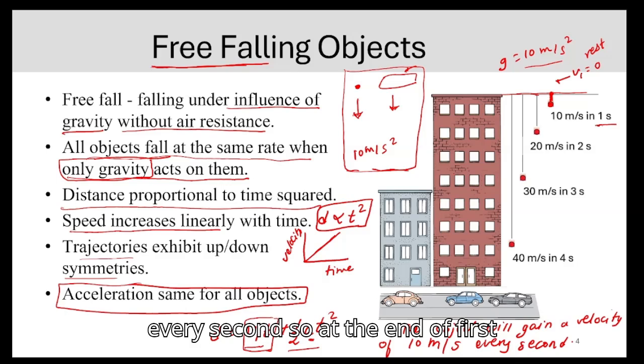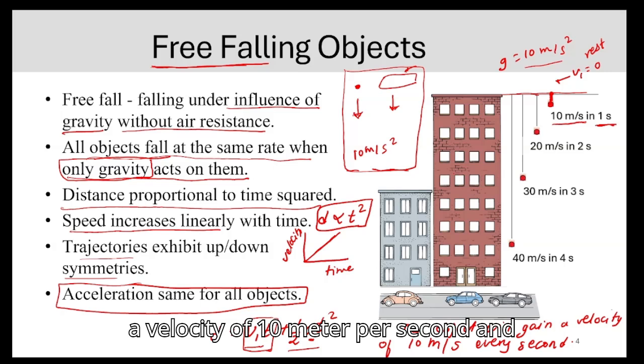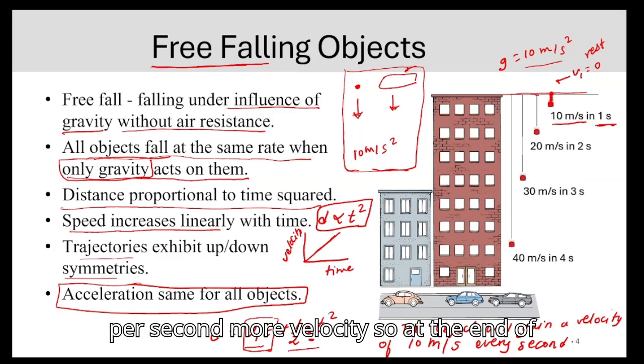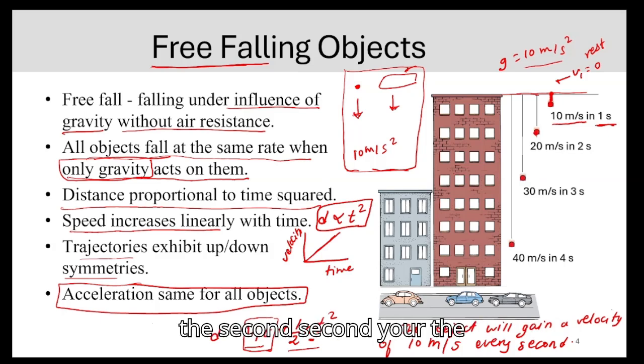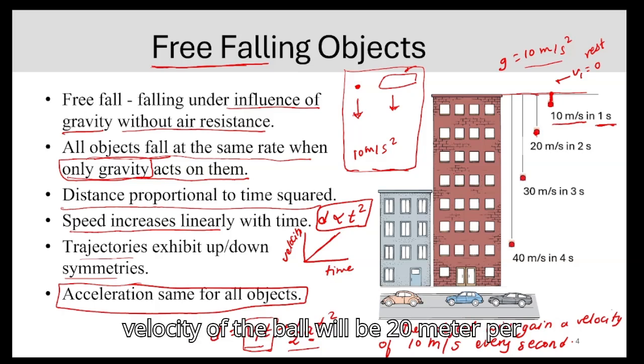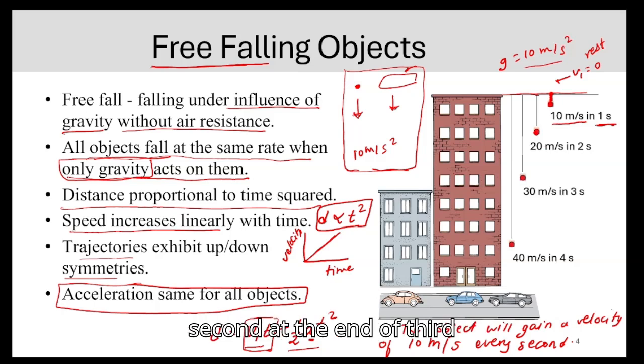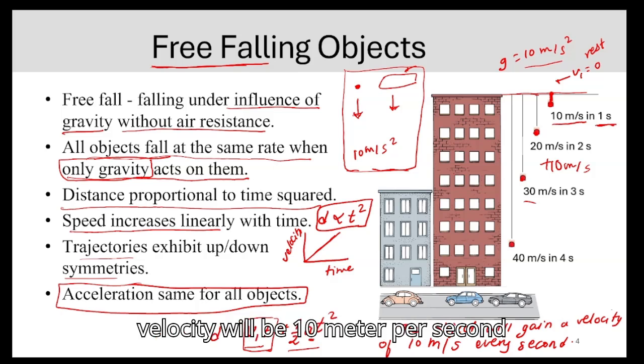So at the end of the first second, the ball will have a velocity of 10 meters per second, and the next second you will gain 10 meters per second more velocity. So at the end of the second second the velocity of the ball will be 20 meters per second. At the end of the third second it will increase by 10 meters per second, and will be 30, and so on. So every second your new velocity will be 10 meters per second higher than the previous velocity.